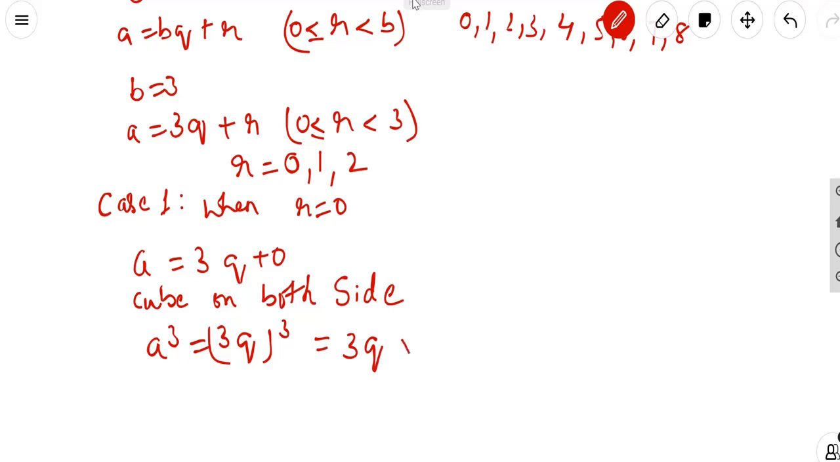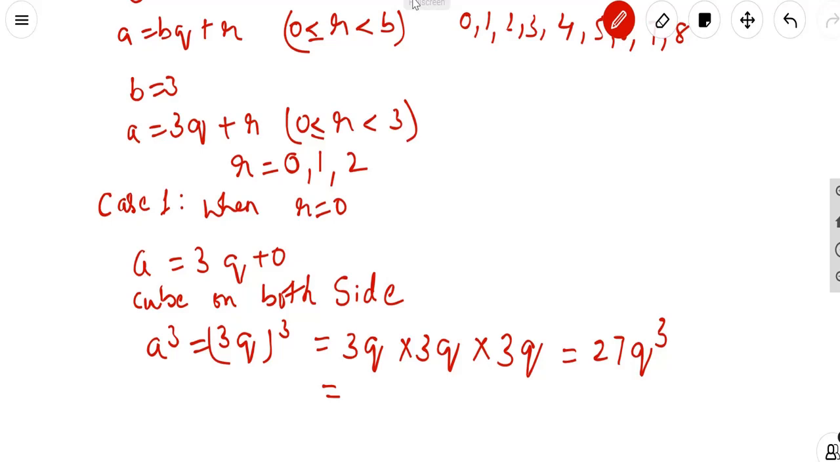So this will be equal to 3 cube into 3 cube into 3 cube. Okay, so this will be equal to how much? 27 to the power of cube to the power of cube. Okay, so how can I write here? This should be in the form of 3m. What should it be in the form of? It should be in the form of 3m.